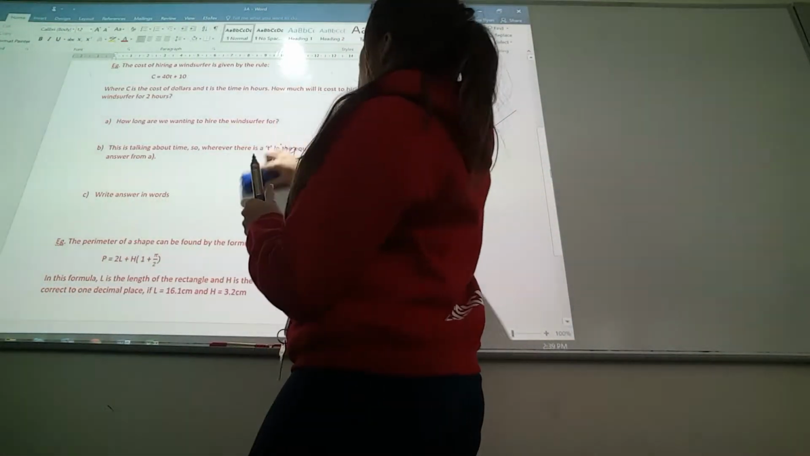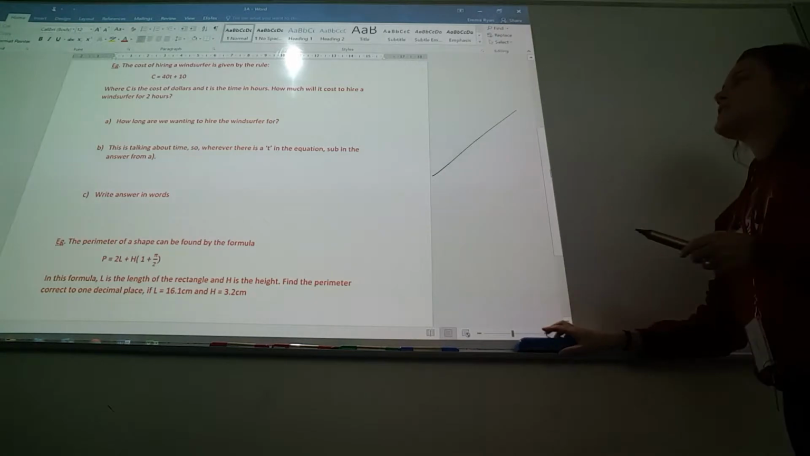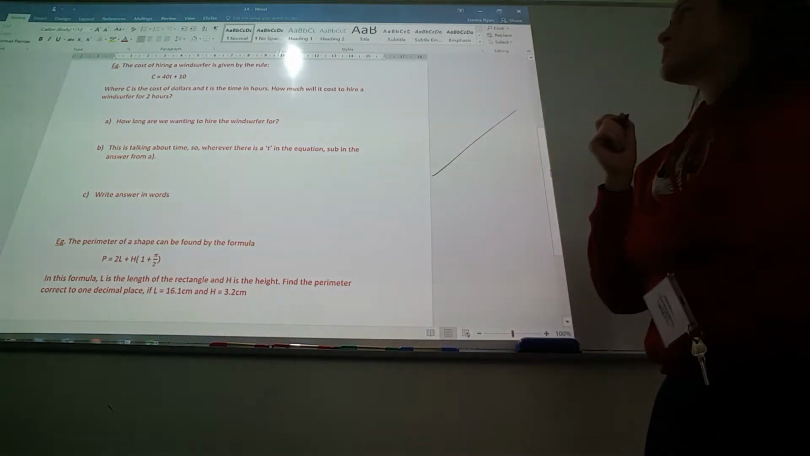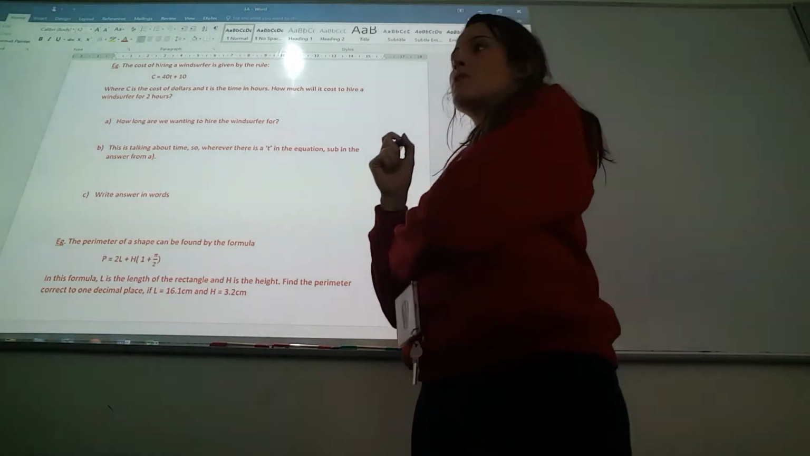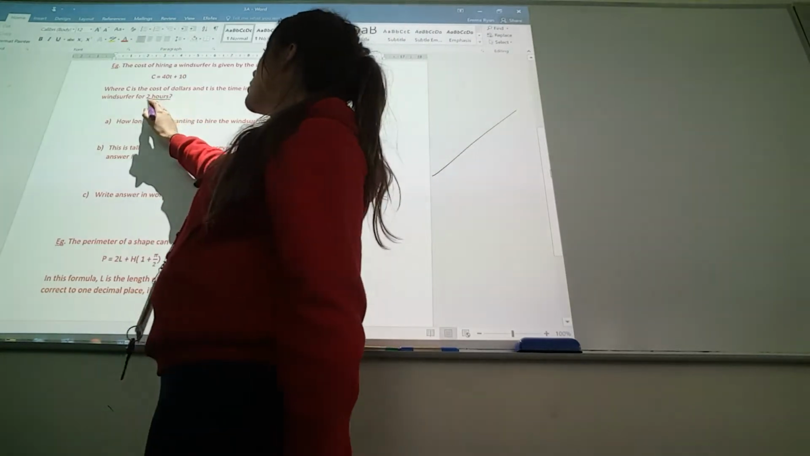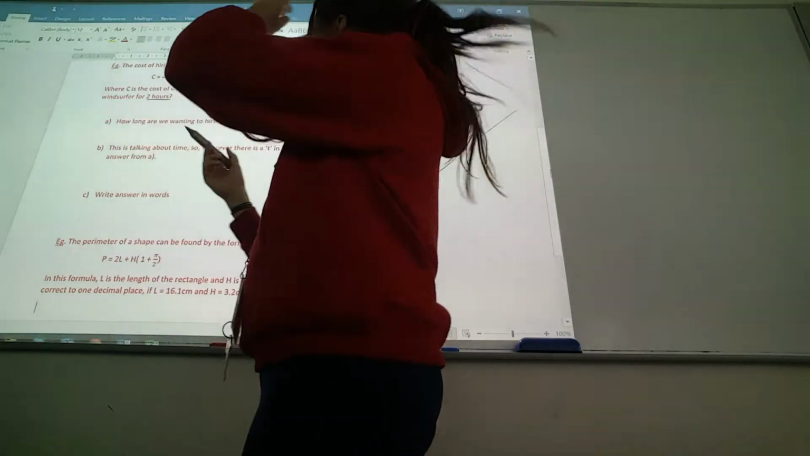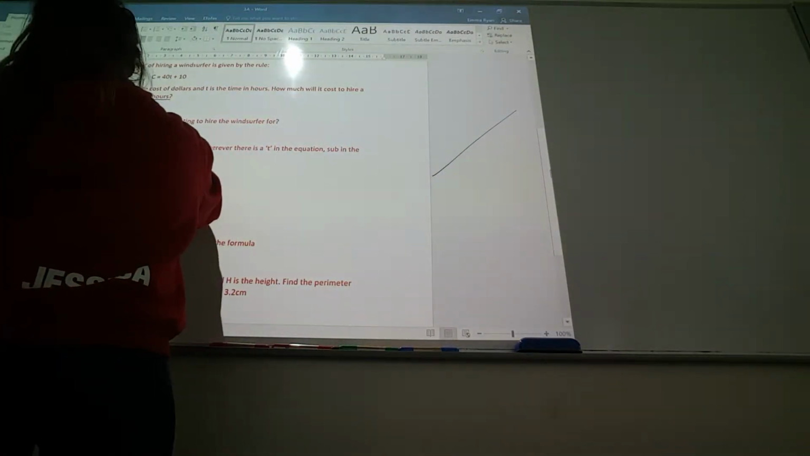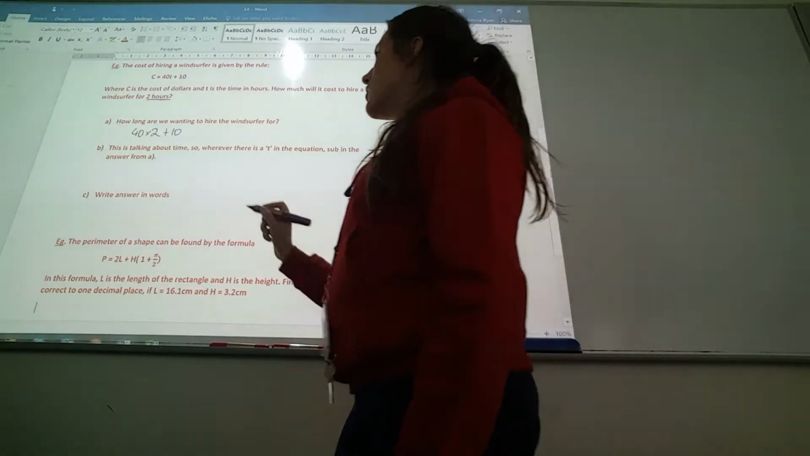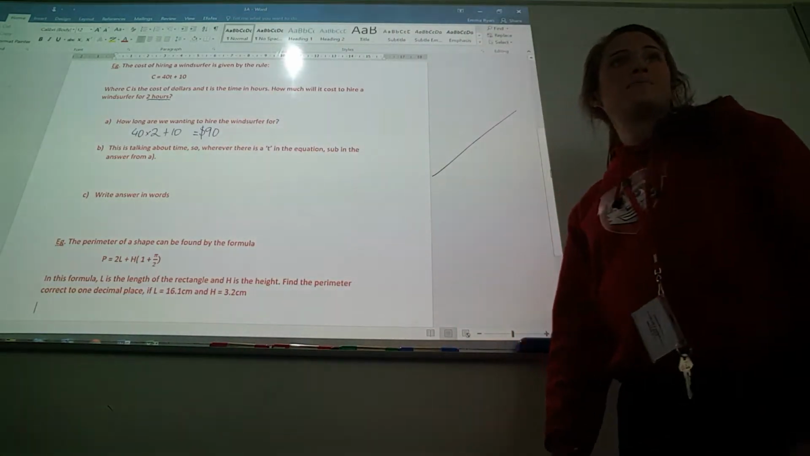So the cost of hiring a windsurfer is given by this formula: C equals 40T plus 10, where C is the cost in dollars and T is the time in hours. How much will it cost to hire a windsurfer for 2 hours? So 2 hours is time. We're talking about time, so are we going to sub 2 in for C or for T? T, because T is time, 2 hours is time. So how much is it going to cost us? We've got 40 times 2 plus 10. So for 2 hours, it's going to cost us $90.